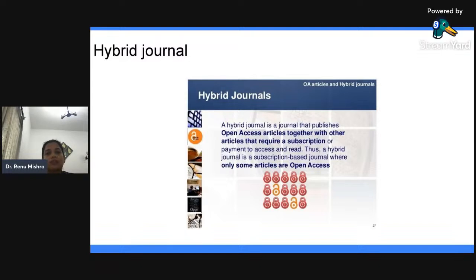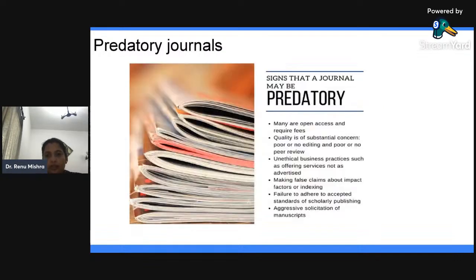Okay. So basically, these are the kind of journals which require you to take a subscription for some of the articles, and some are freely available. Okay. So these are hybrid journals.